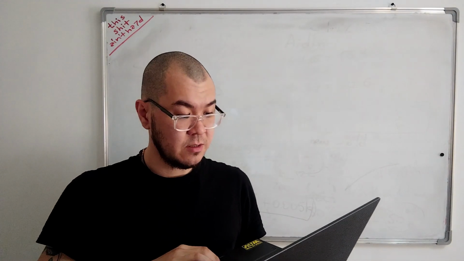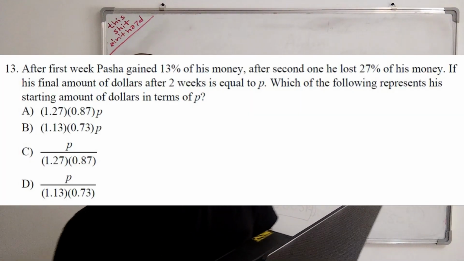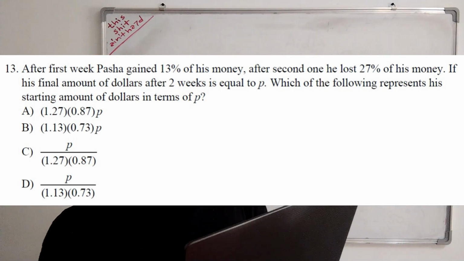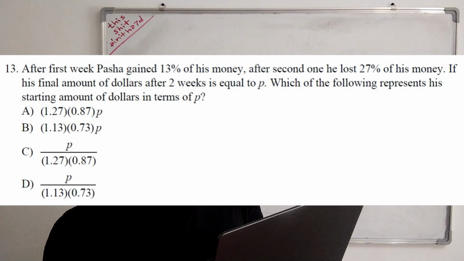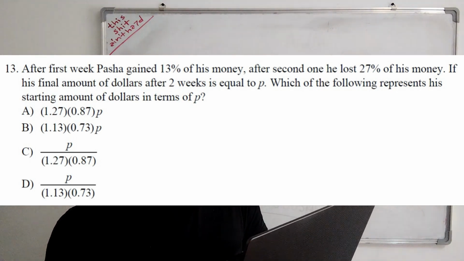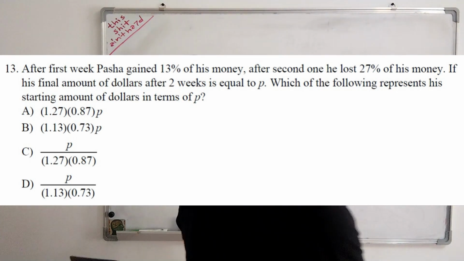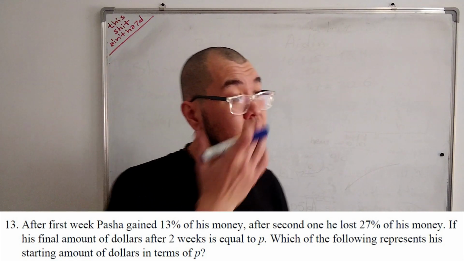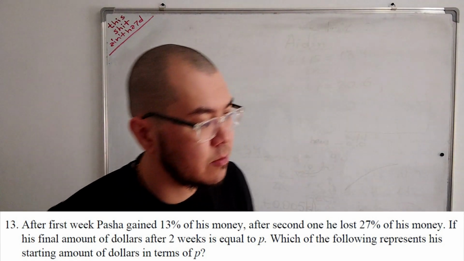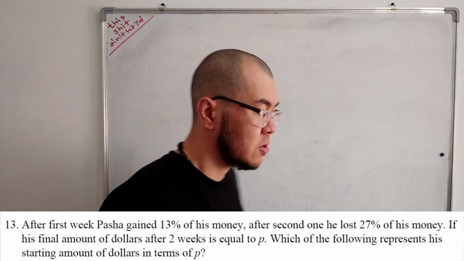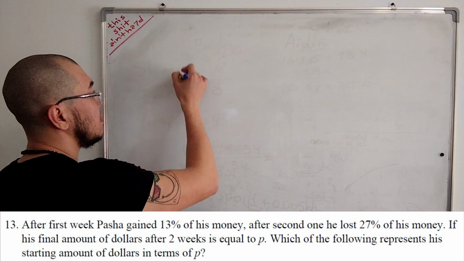Number 13. After the first week, Pasha gained 13% of his money. After the second one, he lost 27% of his money. If his final amount of dollars after 2 weeks is equal to P, which of the following represents his starting amount of dollars in terms of P? Okay. We don't know how many dollars Pasha had, so let's say it is X.